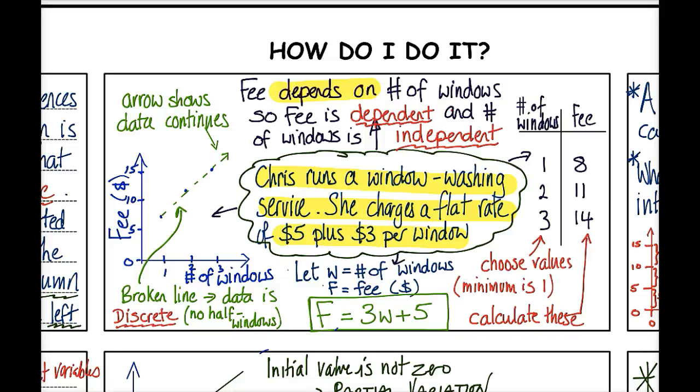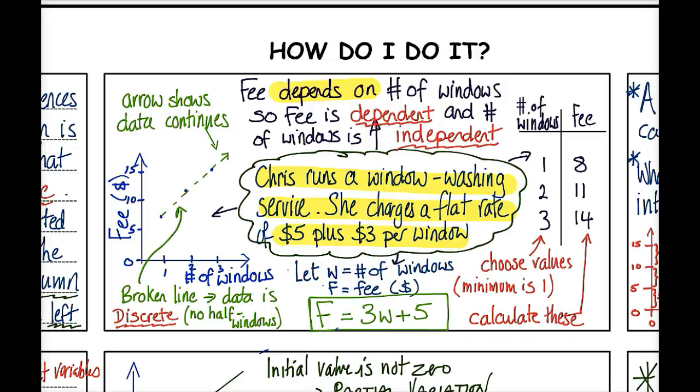The two things that change are the amount of money she charges in total and the number of windows that she washes. If we read this sentence aloud, we can see that it makes sense to say that the fee depends on the number of windows, or the amount that she charges depends on the number of windows washed. It would not make sense to say that the number of windows in the house depends on how much money is charged.